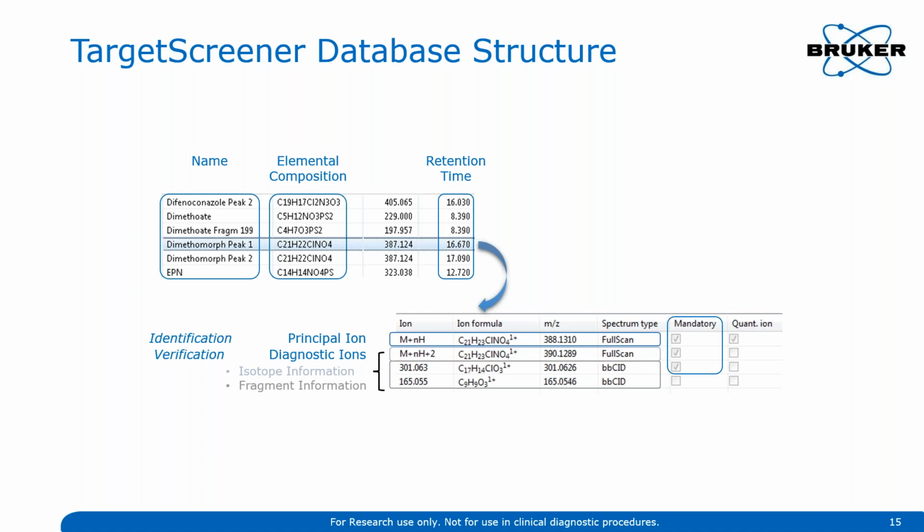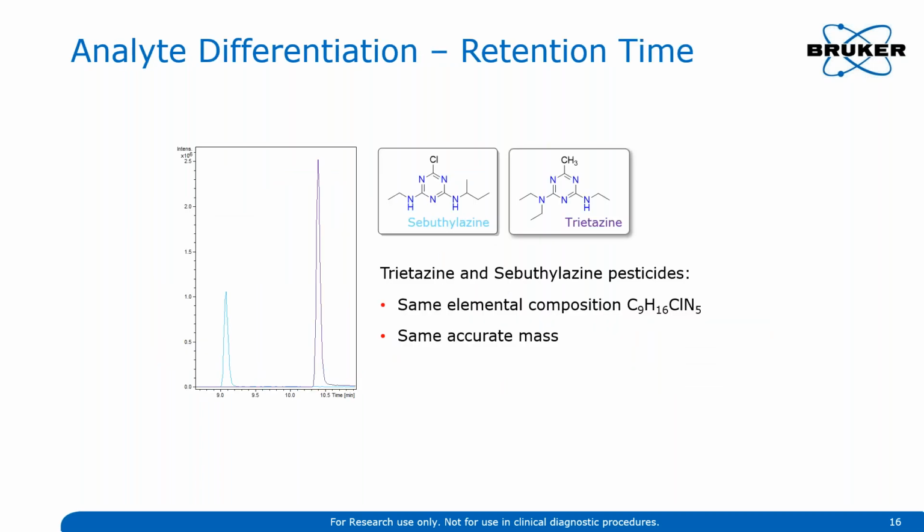So let's take a look at some real-life examples. First, a really simple one. So here we have a mixture of 2 pesticides. They have the same molecular formula, same accurate mass, but different retention time. And of course, based on this difference, these pesticides can be differentiated right away, and there is no problem at all.